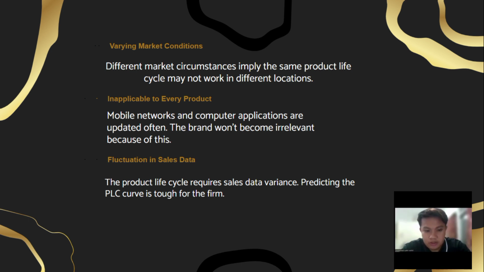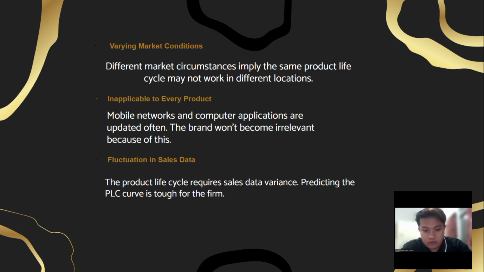For example, the condition of the market differs from one location to another, which means that the same product life cycle might not be appropriate for all the markets. And then the second one is that it is inapplicable to every product.